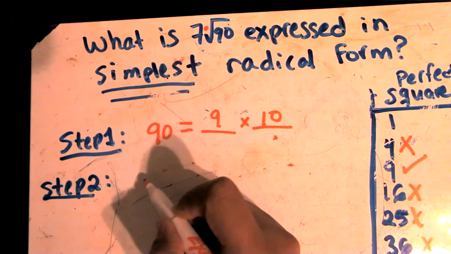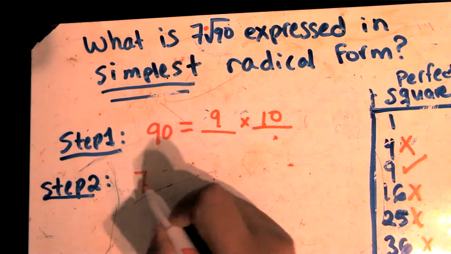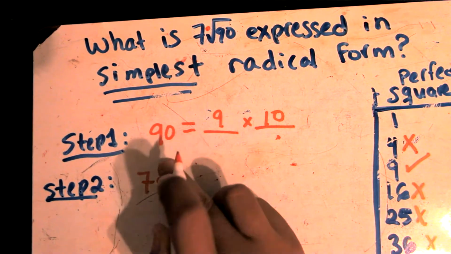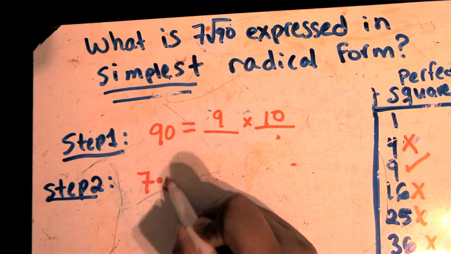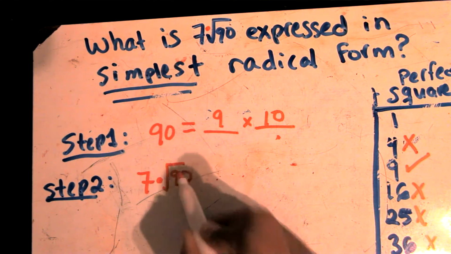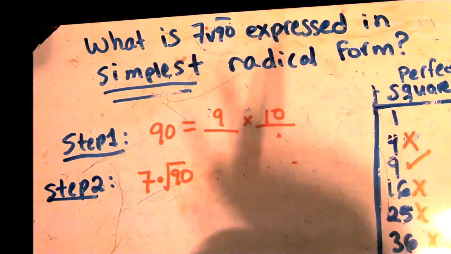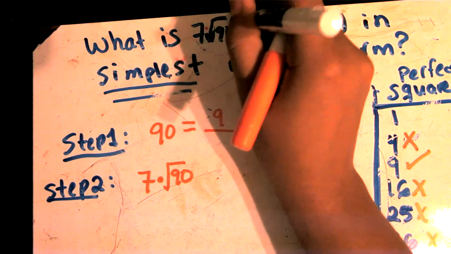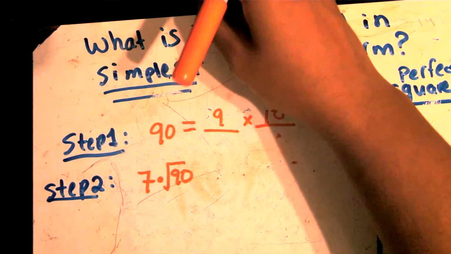So we're going to rewrite the problem as it was, including with the 7. And just to make things a little bit more clear, I'm going to put the invisible multiplication sign that we don't see in the original problem. It just says 7 radical 90, 7 square root of 90, right? There's an invisible multiplication sign right there.